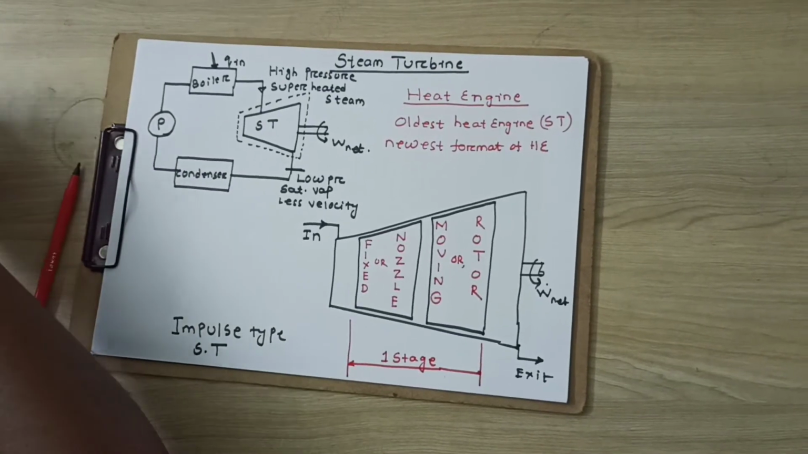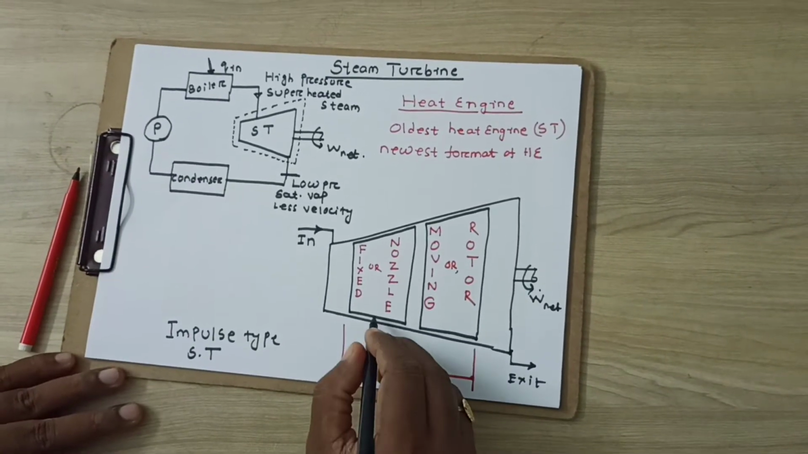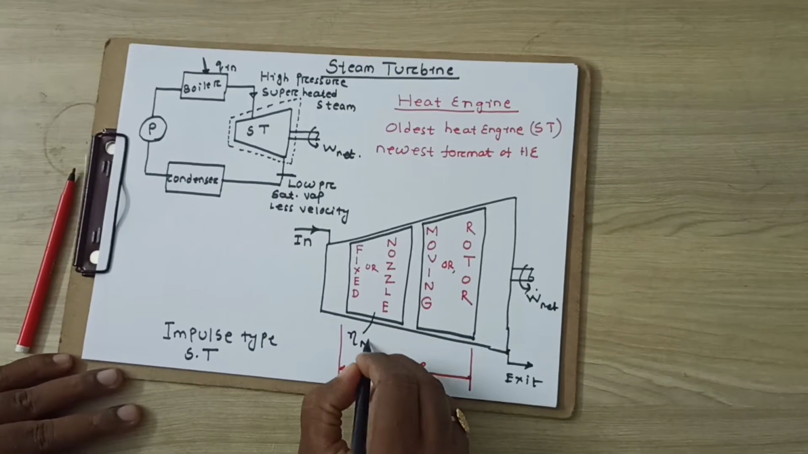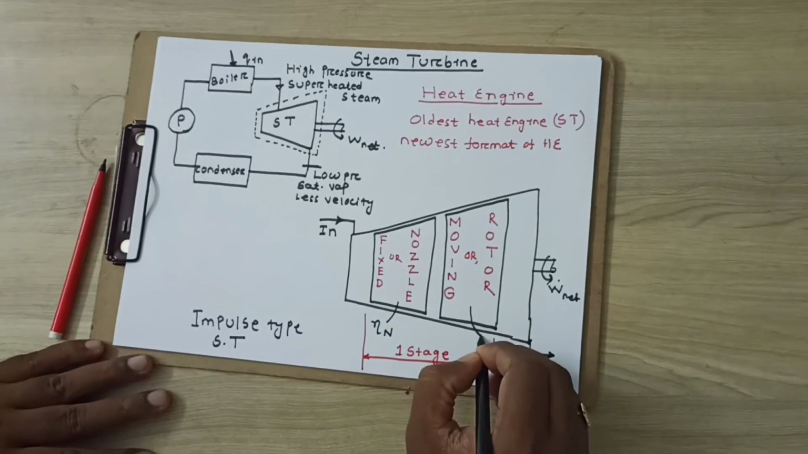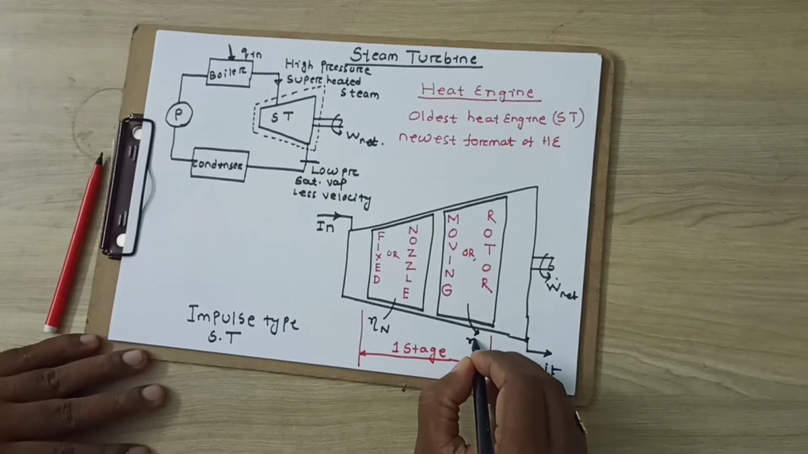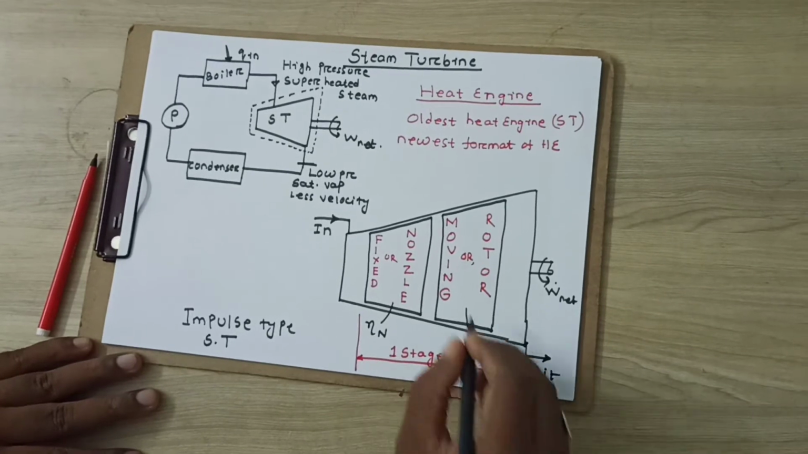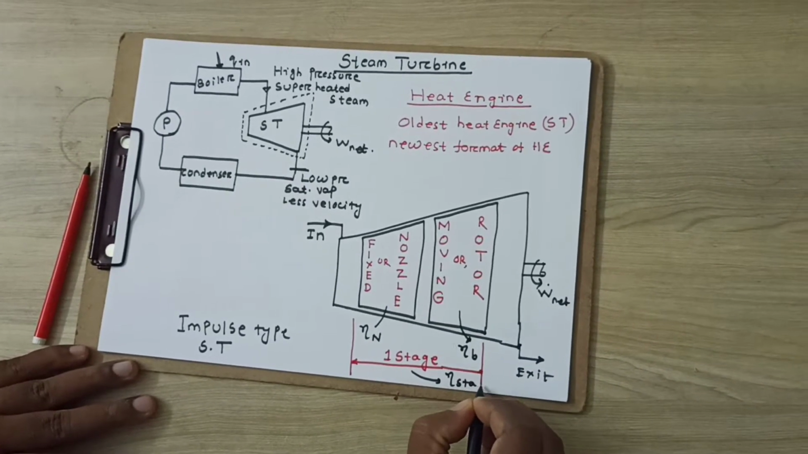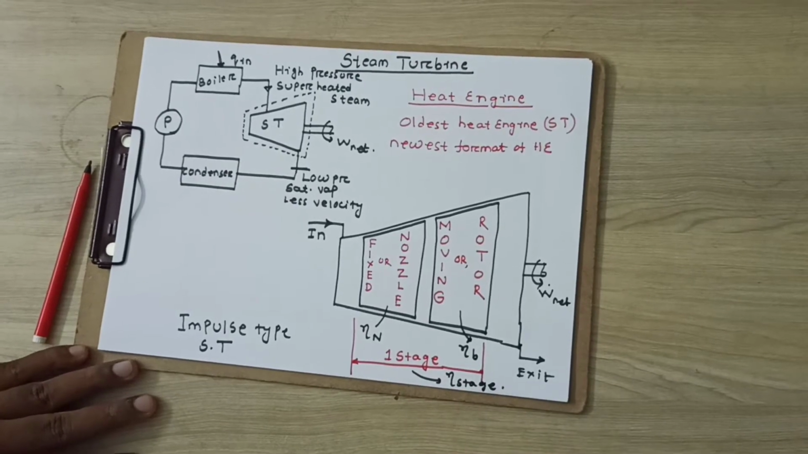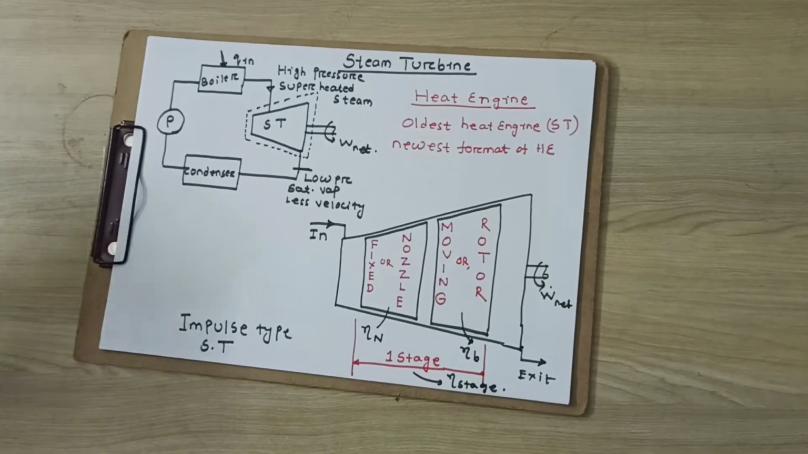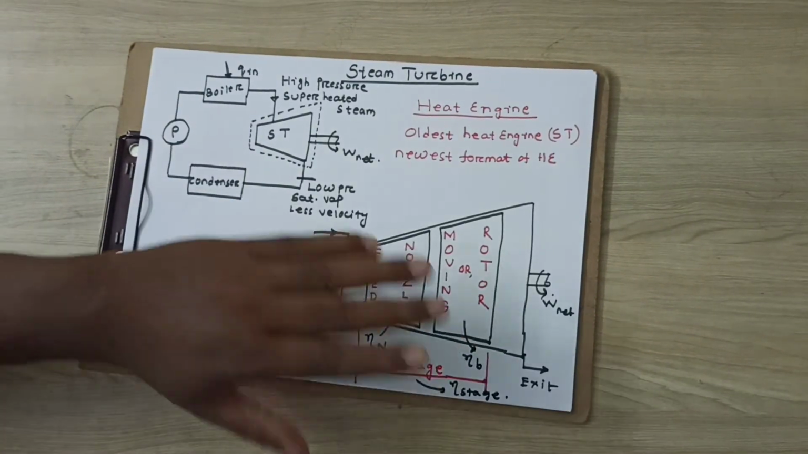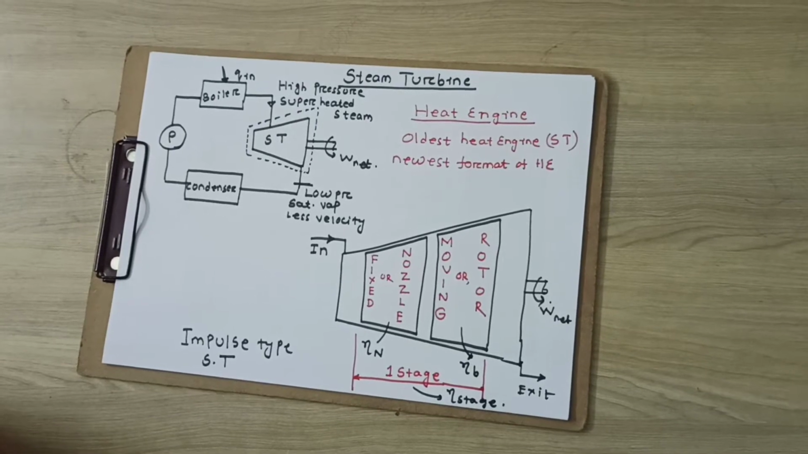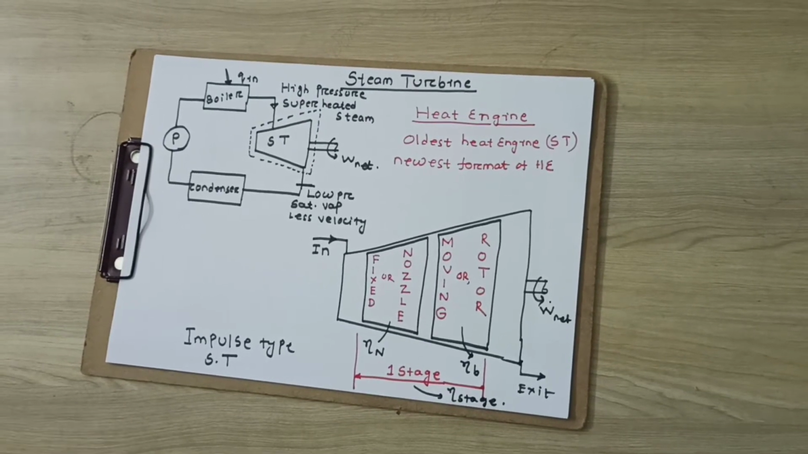In a later portion, the efficiency associated with the nozzle is given as eta n. The efficiency associated with the rotor or moving blades will be eta b. The efficiency for the whole section will be eta stage. Later on I will tell you how to calculate these things. For now you just get acquainted that these are the things we have to go for. We have to find out the efficiency of the nozzle, the efficiency of the blade, and the stage efficiency.